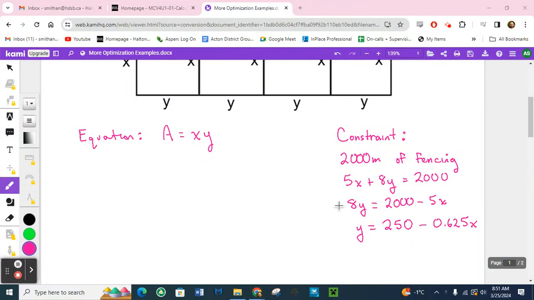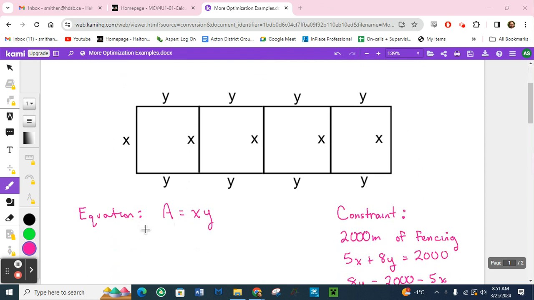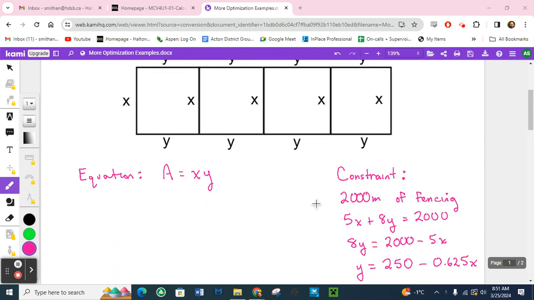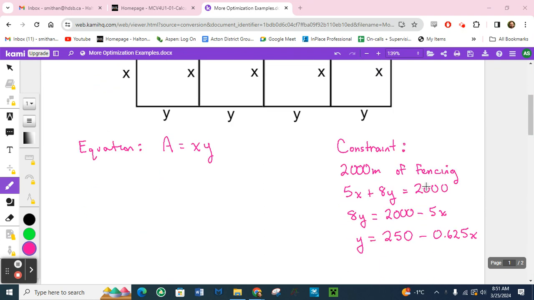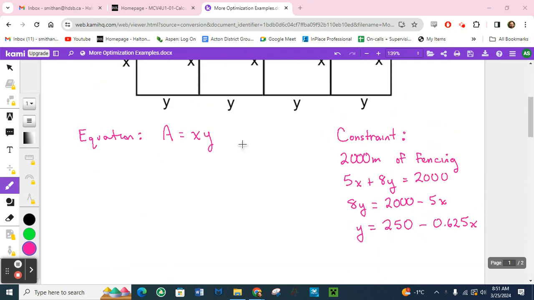All right, here we go. So just to summarize, we're maximizing the area of a single pen. We got this equation. We can't do derivatives of two variables, so we use our constraint. Here there's 2,000 meters of fencing. And now let's make this an equation of one variable.